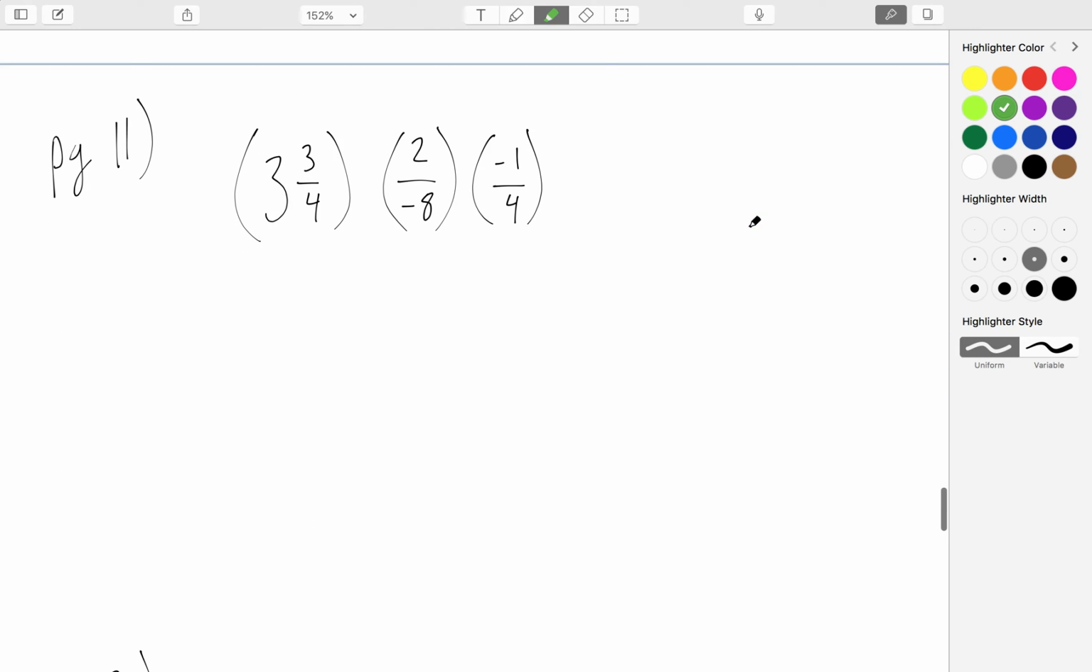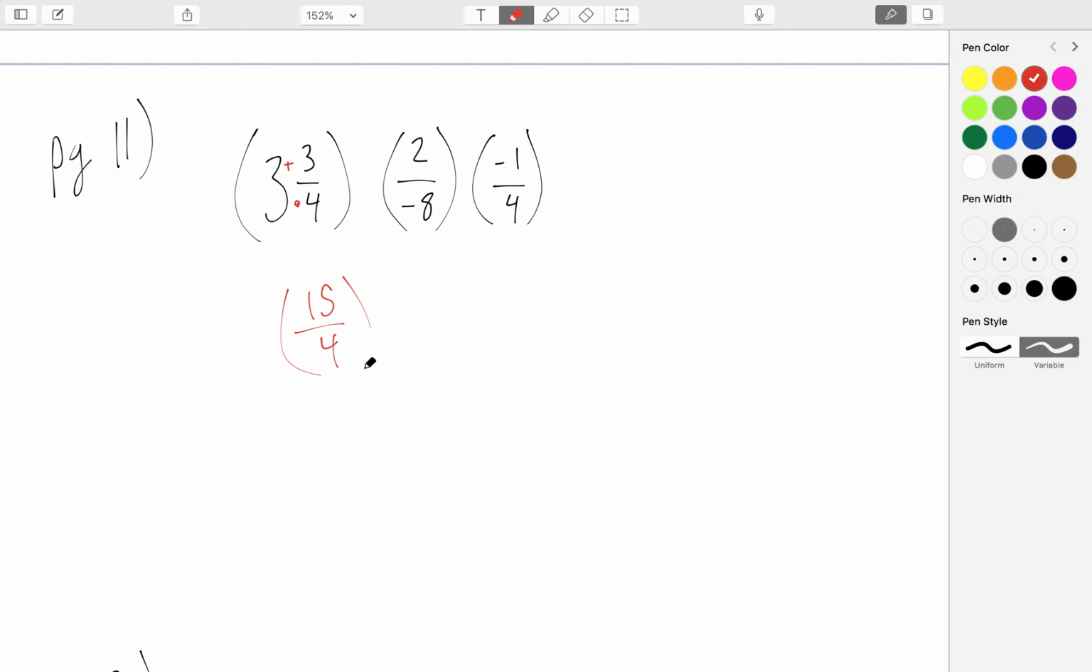Now, something like page 11, it may help if you first multiply and then add. So you're changing this to an improper fraction, then you're just multiplying across. So you should have 12 plus 3. 4 times 3 is 12. 12 plus 3 is 15 over 4. And now all you have to do is multiply the 2 times negative 8 times negative 1 over 4.